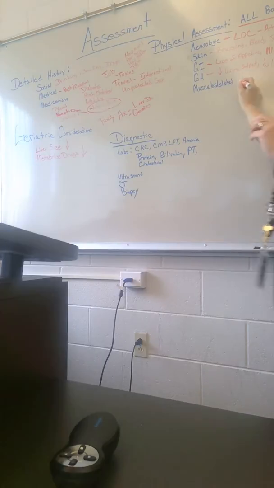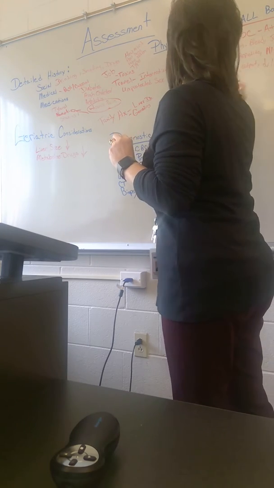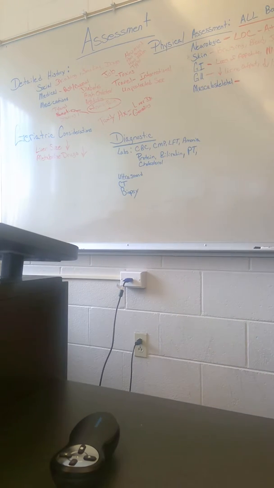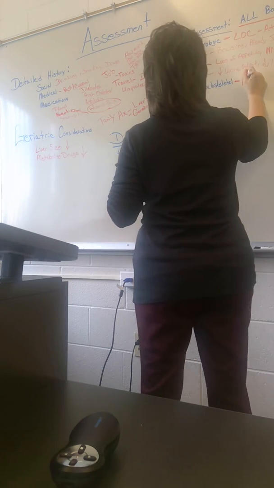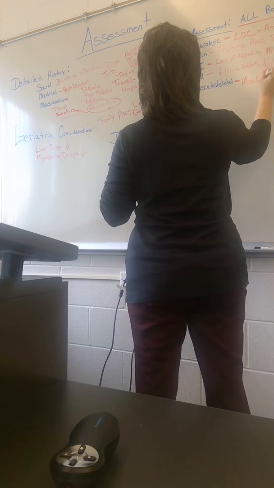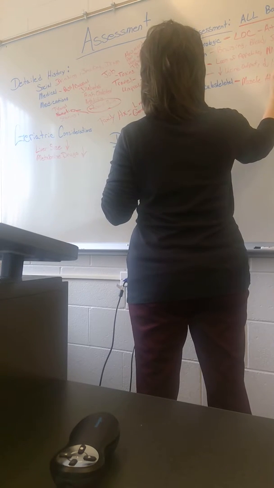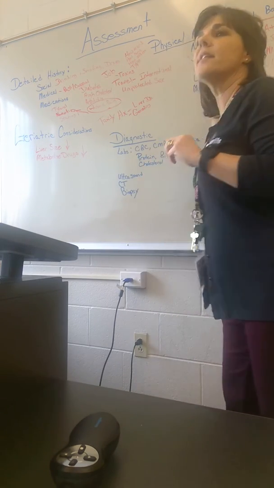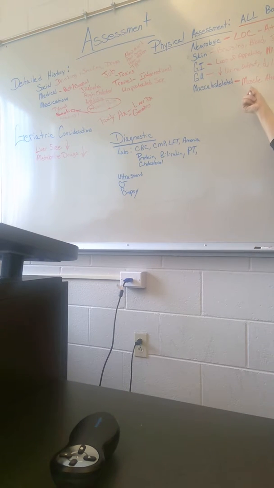Now, musculoskeletal, what can we see? They're going to have muscle atrophy. Now, that's really late, as the disease progresses with liver disease. Every person I've seen is late stage.